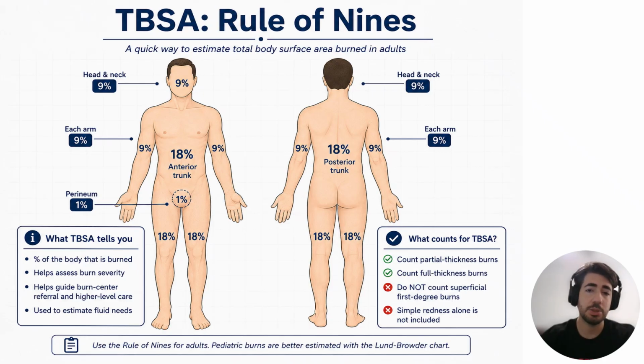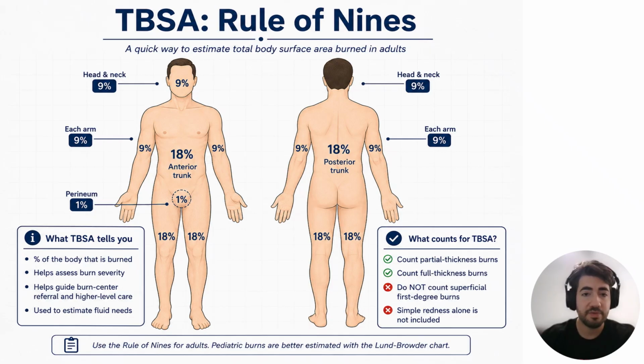The first thing that I need you to know is this. You do not count every red area. For TBSA, you count partial thickness and full thickness burns. So you do not include superficial first-degree burns, like simple redness without deeper skin damage. So that's a common nursing school trap.